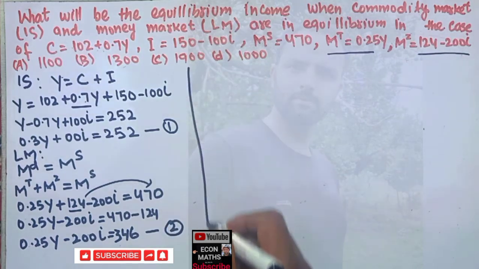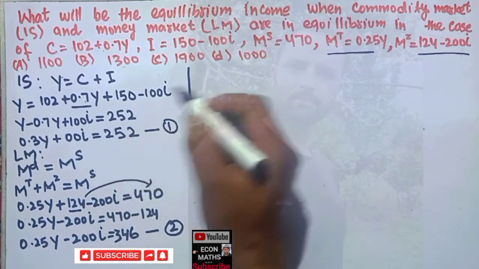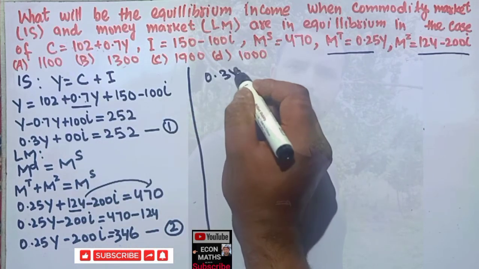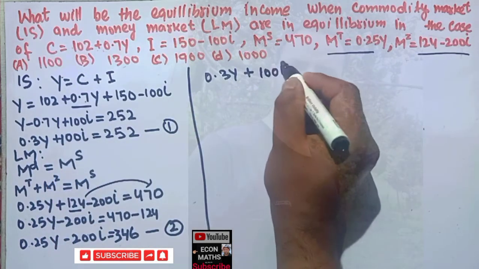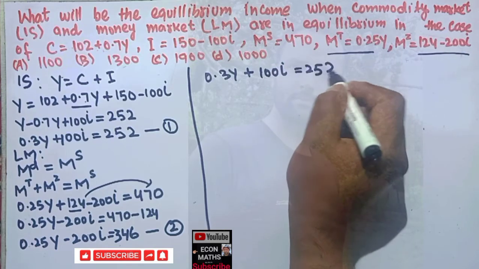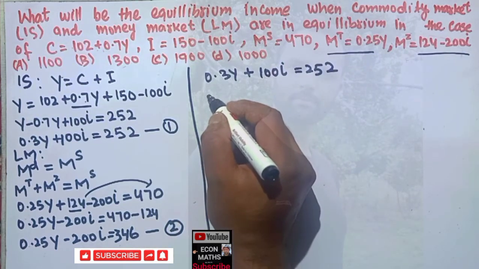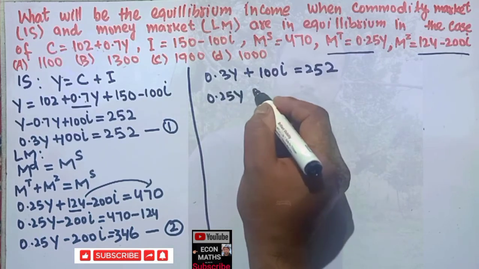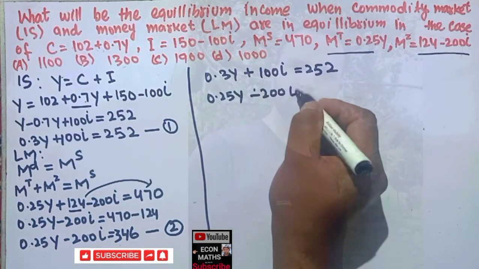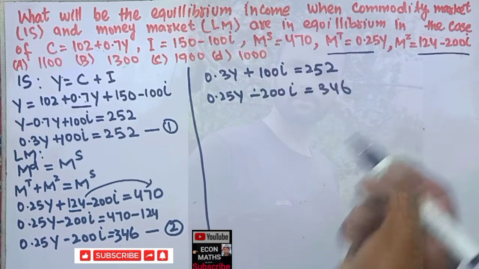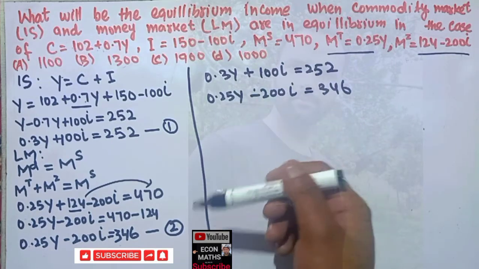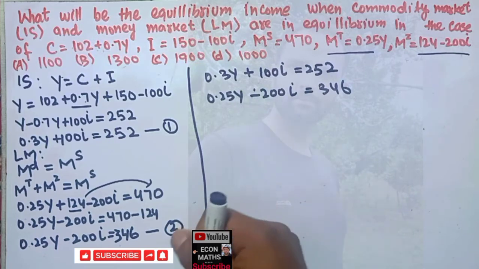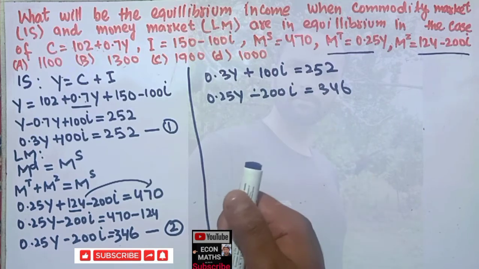So we are having two equations. I will write here 0.3y plus 100i is equal to 252, and we have another, that is 0.25y minus 200i is equal to 346. Now we have two variables here. We have to find the level of income. In this case, how do we solve the simultaneous equation in two variables?